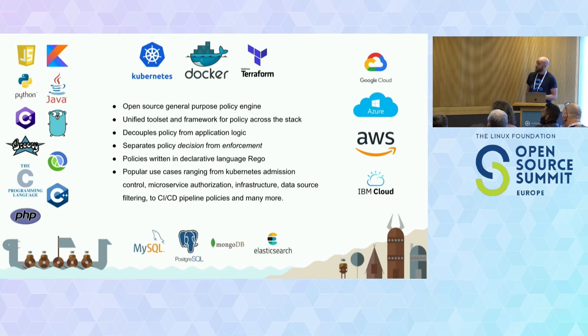So a general purpose policy engine. We have use cases pretty much everywhere, but some of the most popular ones include admission control, Kubernetes, microservice or app authorization, infrastructure policies, data source filtering, CI/CD pipeline, and so on. So basically anywhere where you have rules, OPA is a good fit.